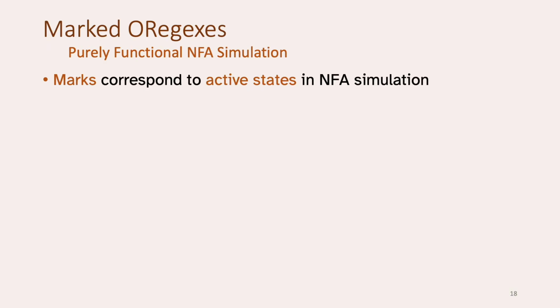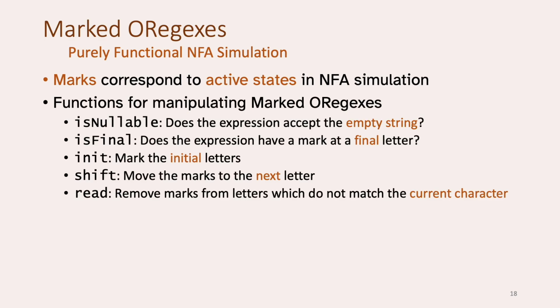Marked O regexes are a purely functional way to simulate an NFA. The marks correspond to active states in the NFA simulation. Similar to the technique of regex matching using derivatives, we use a few functions to manipulate the marked O regexes. First, we have a function which can check if the given expression accepts the empty string. There is the function isFinal, which checks if any of the final characters in the regular expression contain a mark. If this is so, then the given input has been accepted.